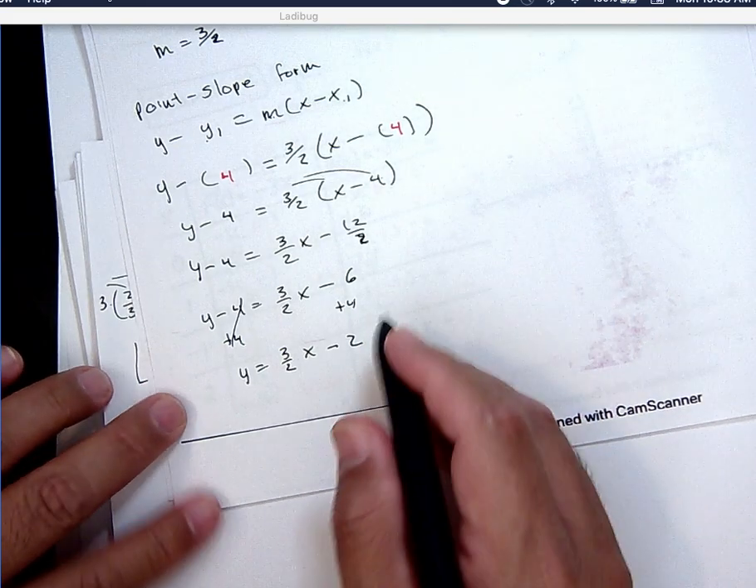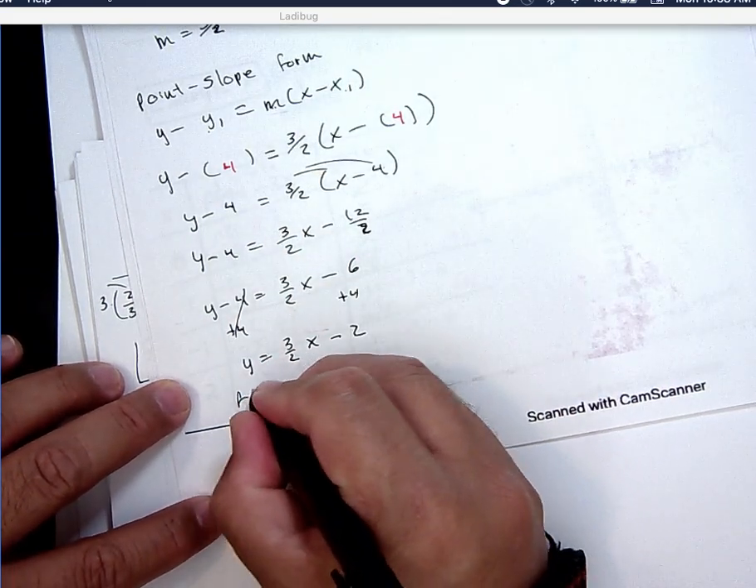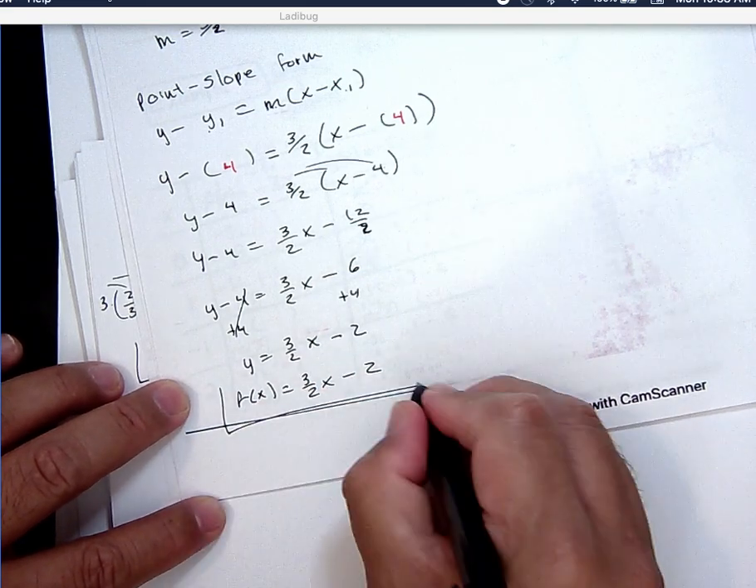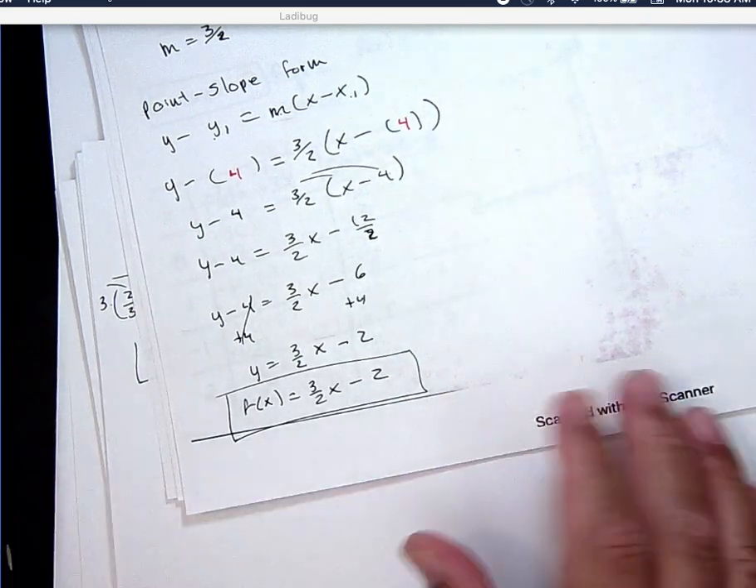I think they wanted it in function form. So you would have f of x equals 3/2 x minus 2. And that would be the answer for number 7.